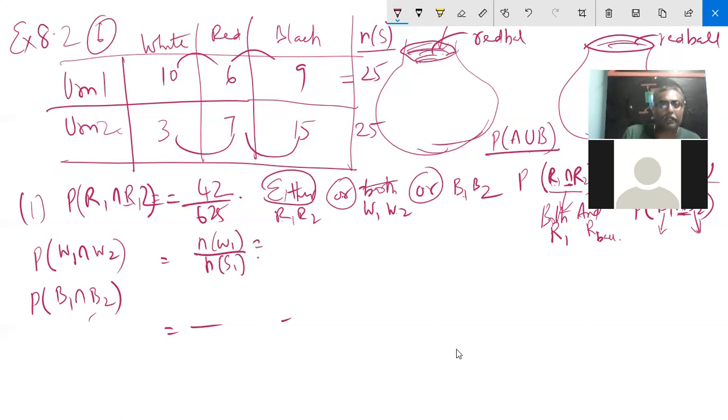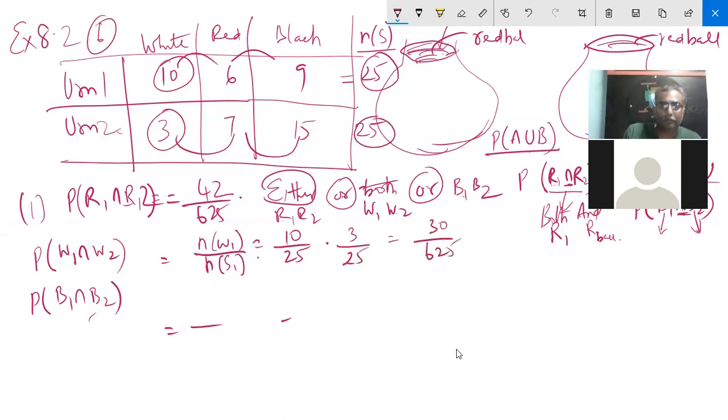That is equal to white 1. How much white in urn 1? 10. 10 divided by 25. This is n of W1 divided by n of S1. Okay. Into the second one. How many white are there? 3 are there. 3 divided by, what is the total sample space? 25. Okay. That is equal to 30 by 625. First one is 42 by 625. This is 30 by 625.